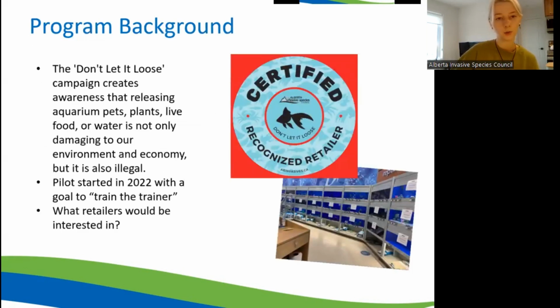So, some background on our Don't Let It Loose program. Some of the most serious invasive species were originally sold as pets or plants for aquariums and water gardens. Considering this information, it's evident how the aquarium and pond industries can be allies in our messaging. The Don't Let It Loose campaign creates awareness that releasing aquarium pets, plants, live food, or water is not only damaging to our environment and our economy, but it is also illegal. We started our pilot in 2022 with a goal to train the trainer and fill knowledge gaps in the aquarium and pond industry. We also completed surveys to gain understanding of what retailers would be interested in.